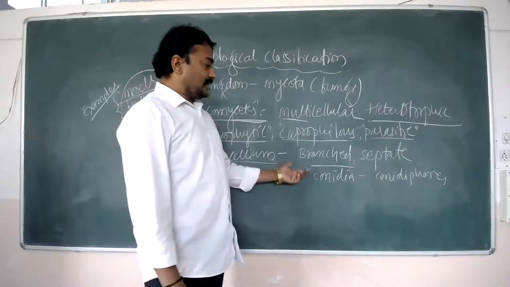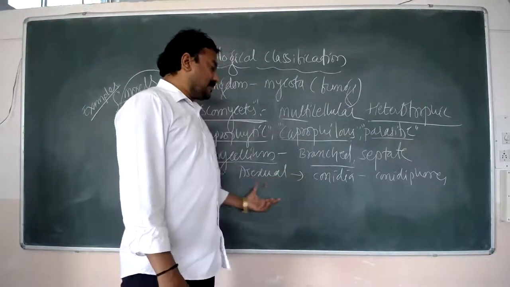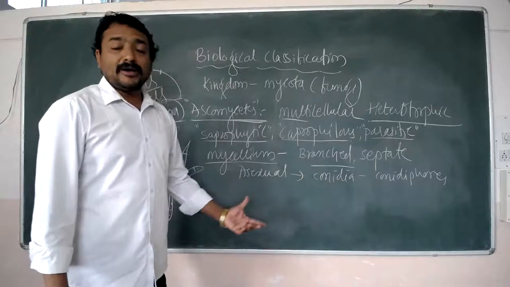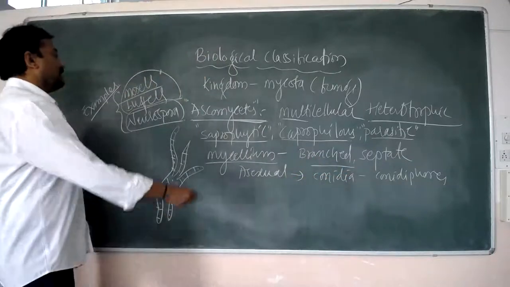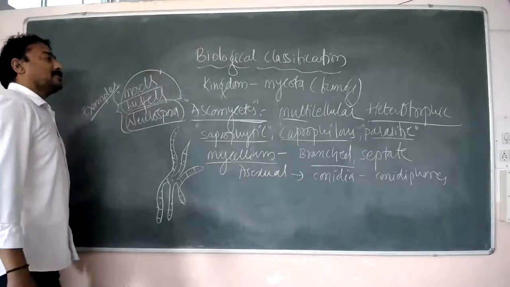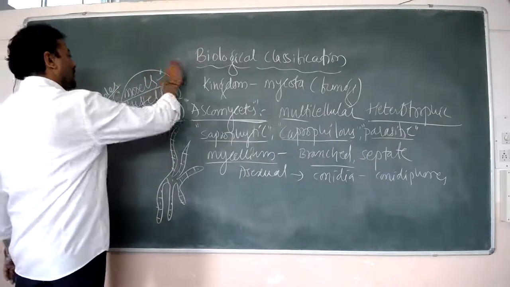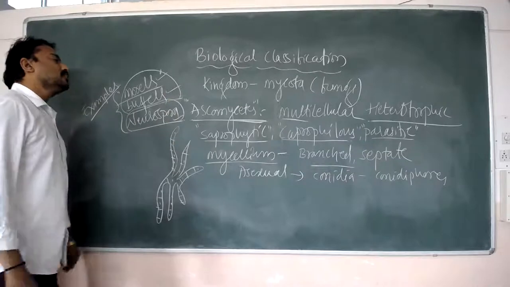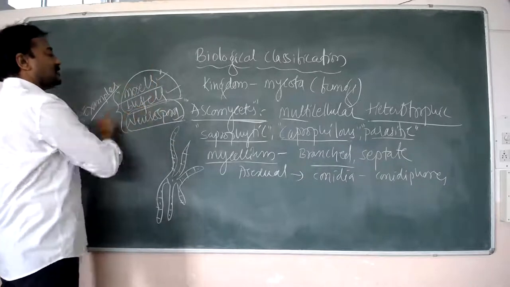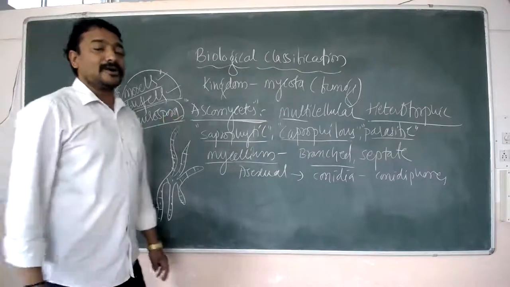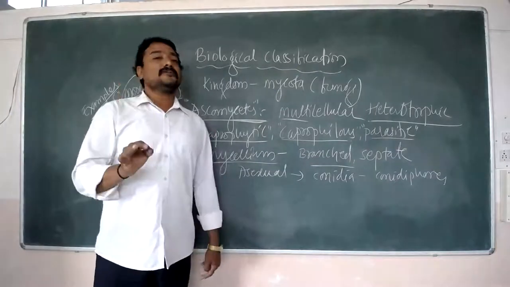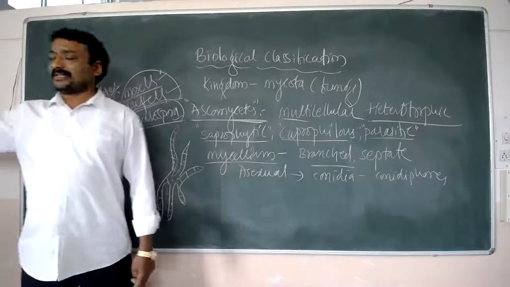And then later on, what happens? Asexual reproduction takes place by the formation of conidia. They are produced in the conidiophores. Examples for these ascomycetes are morels, truffles, as well as Neurospora. Here morels and truffles are used as food, they are edible. Neurospora is used in biochemical work. That is the information concerning the ascomycetes.